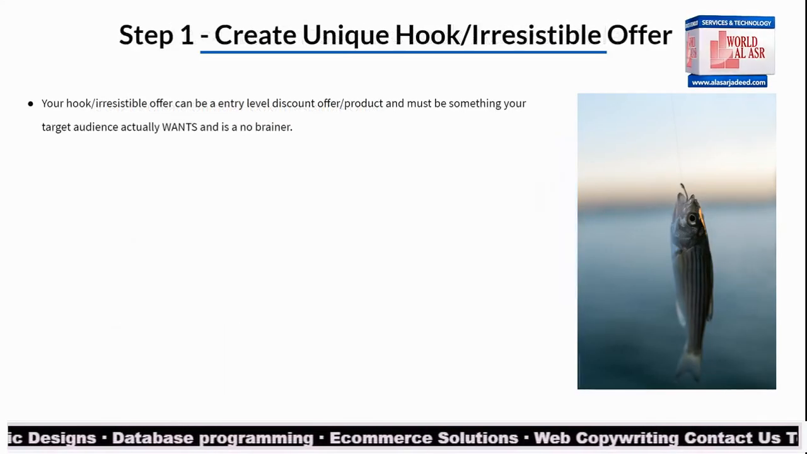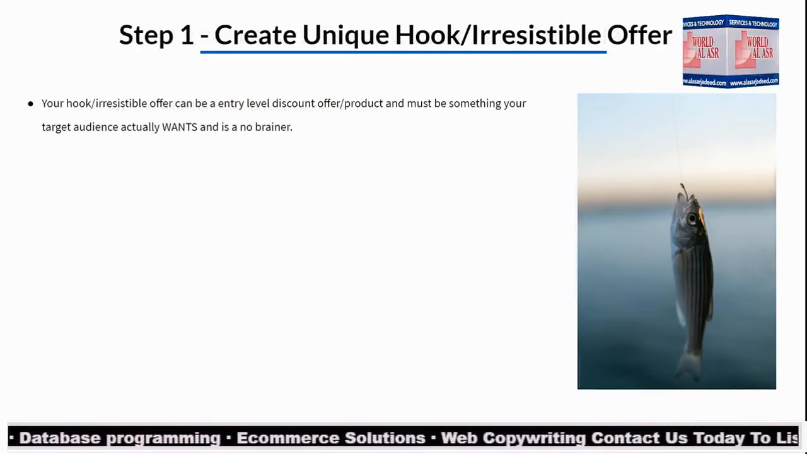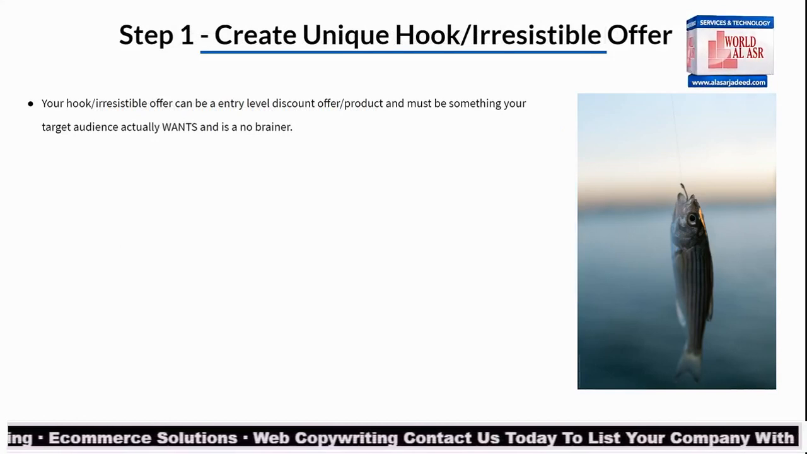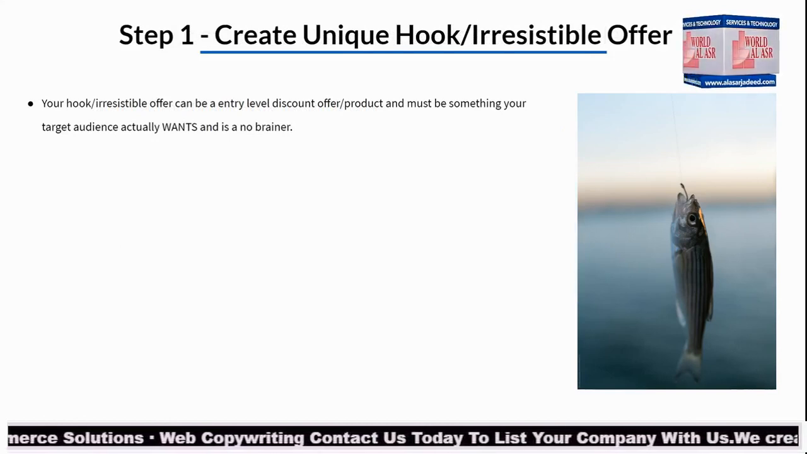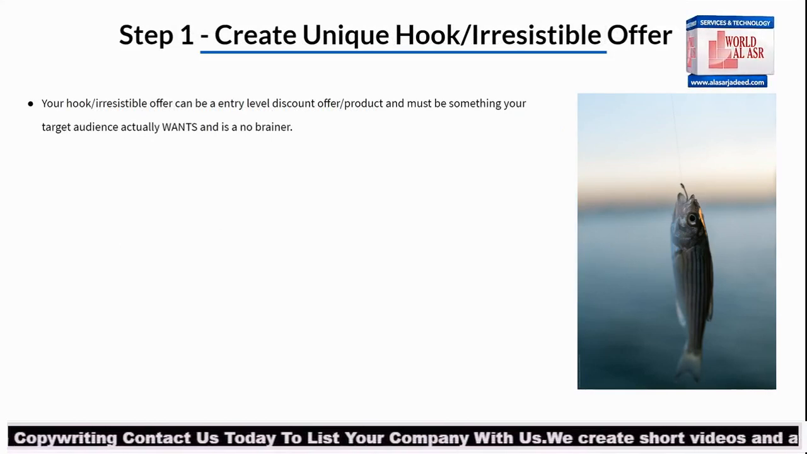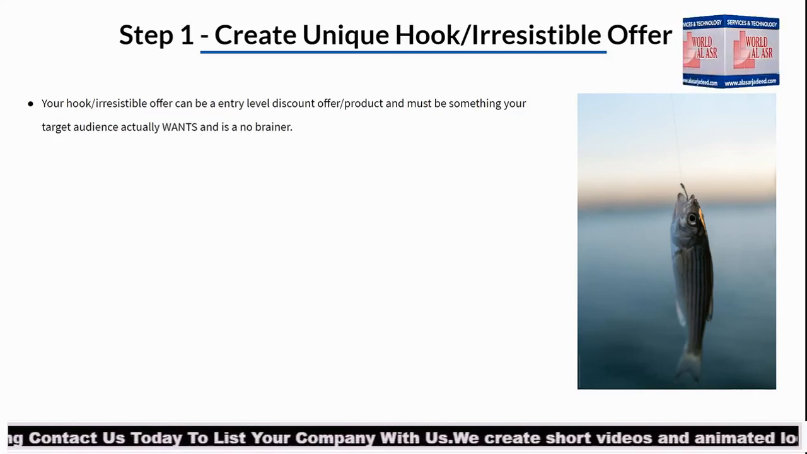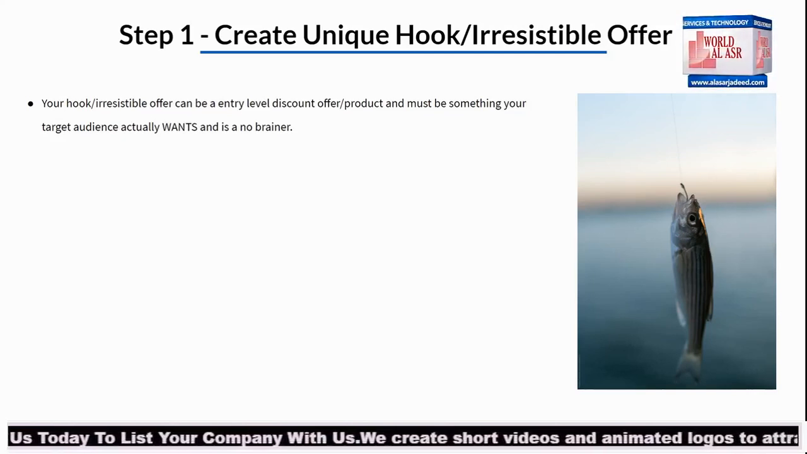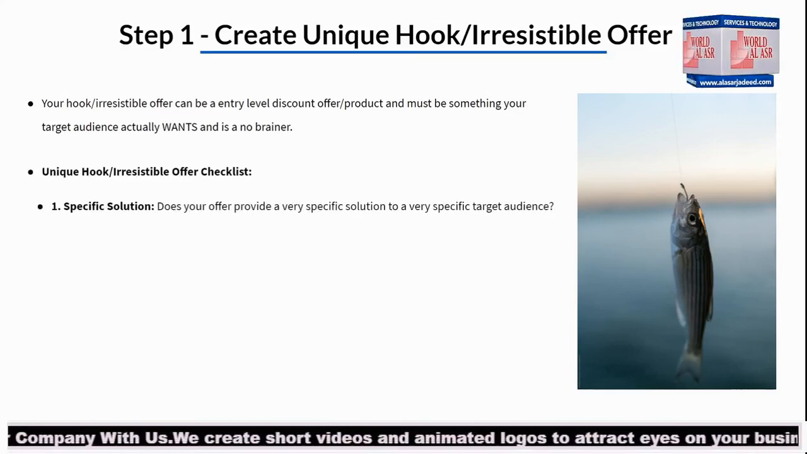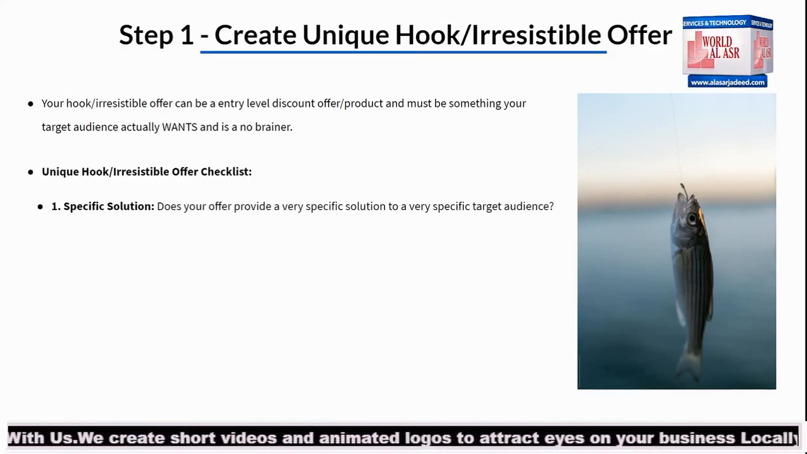So let's go over step 1 here. This is where we want to create the unique hook, the irresistible offer, okay? Now, this is where we can create a very simple entry-level offer, such as teeth cleaning, teeth whitening, maybe a free quote, something that is low cost, that is essentially a no-brainer, right? So let's go over our unique hook, irresistible offer checklist.